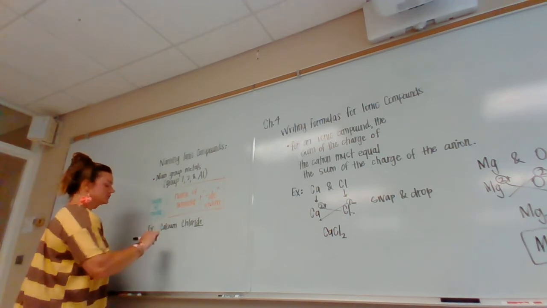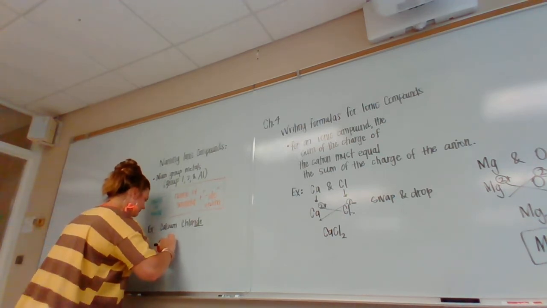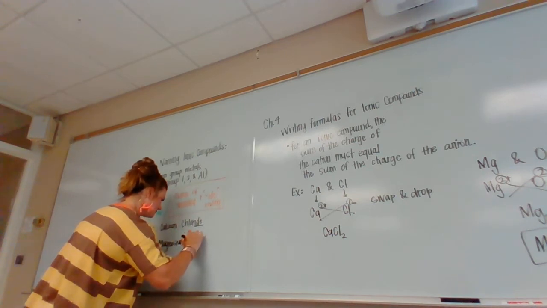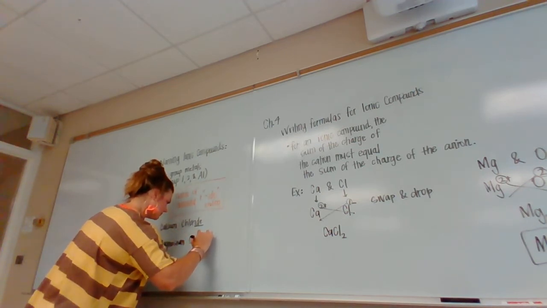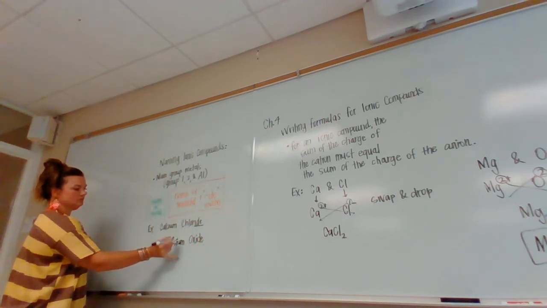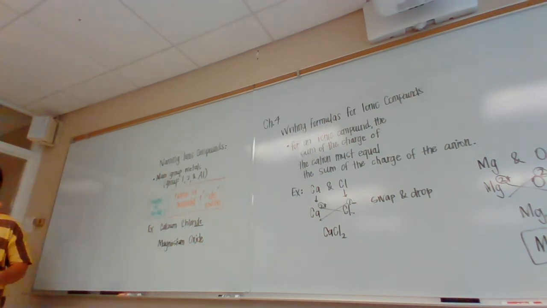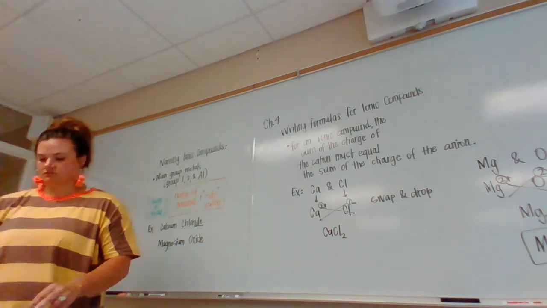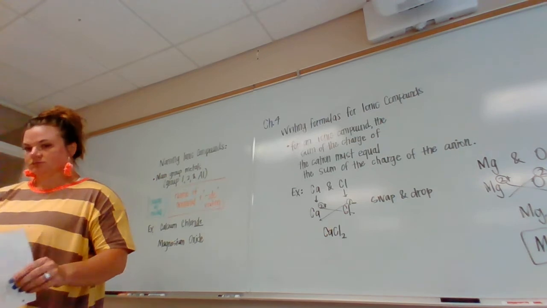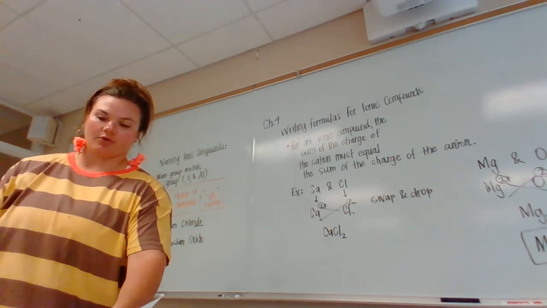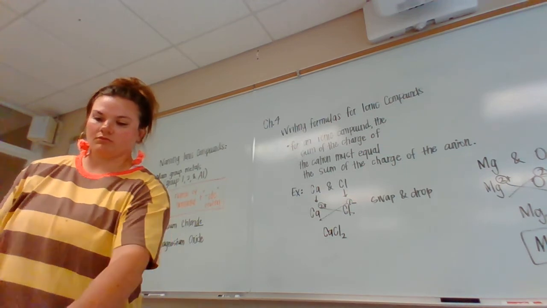All right, the other one would be just magnesium oxide. So oxygen becomes oxide. You are rewriting these two examples. I'll write the formulas by them.